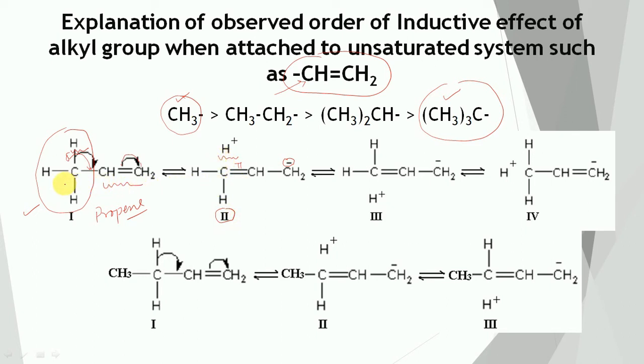Now if this bond breaks, then this structure will get formed, and if this bond breaks, then structure number 4 will get formed. So we have here 3 hyperconjugated structures and 1 normal structure. So it is the case of propene. Now the case of butene.